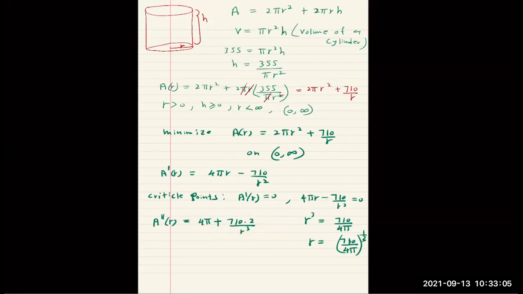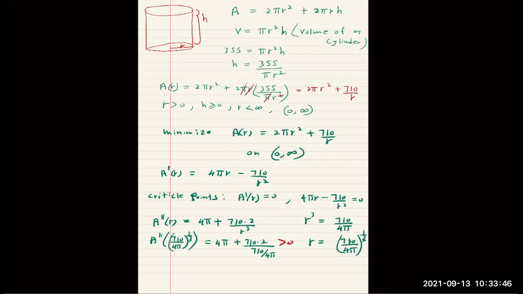Now, to determine whether I'm going to have a local maximum or local minimum at this point, I'm going to have to plug in this number for my R in the second derivative function. A double prime of 710 over 4 pi to the power 1/3 is equal to 4 pi plus 710 times 2 divided by R cubed. R cubed is nothing but this number, 710 divided by 4 pi. Clearly, as you can see, this number is positive.